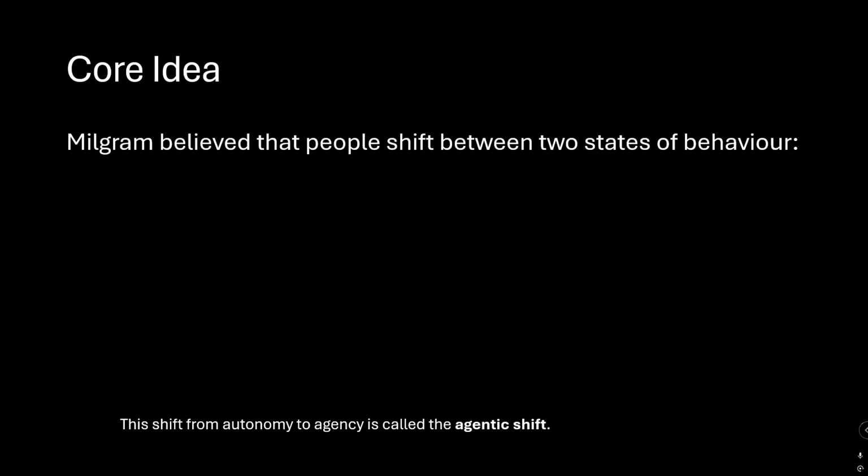The core idea is that people shift between two states of behavior, the autonomous state and the agentic state. With the autonomous state, a person acts according to their own moral values. They feel responsible for their actions, and obedience is far less likely. The agentic state is when a person sees themselves as an agent for an authority figure. They transfer responsibility for their own actions to that authority, and obedience becomes more likely even if the action is harmful. So this shift from autonomy to agency is known as the agentic shift.